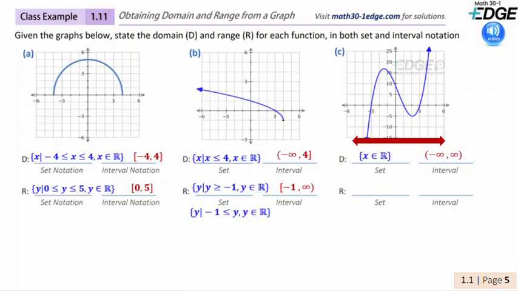Example C has no restrictions on its domain. So in interval notation, we will say from -infinity to +infinity. In set notation, we will simply state that x is an element of the real numbers. Its range is also unlimited, and so we use the same notation.